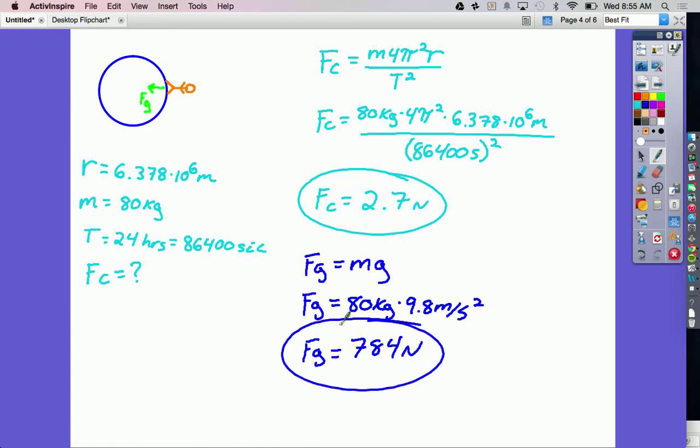So there's definitely a lot more gravity to spare than what is necessary to keep you on the planet, since the planet's spinning around.